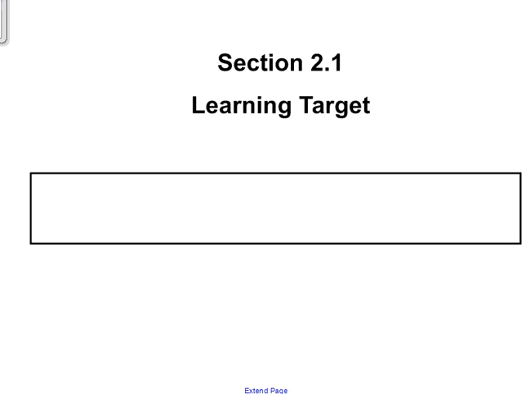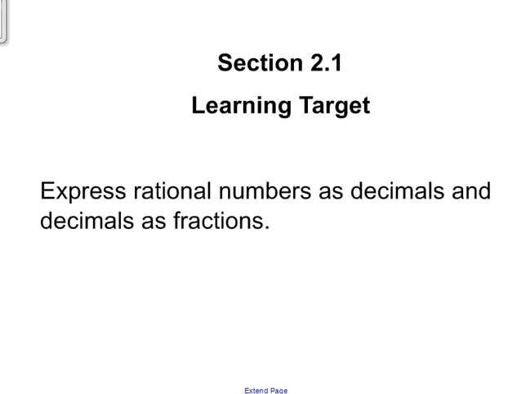To start our study of chapter 2, section 1, 2.1, as always, whenever we start a section, we start by doing the learning target. The daily learning target in this case is to express rational numbers as decimals and decimals as fractions. So we're going to be switching back and forth between decimals and fractions. We're going to learn how to switch back and forth between the two of them.